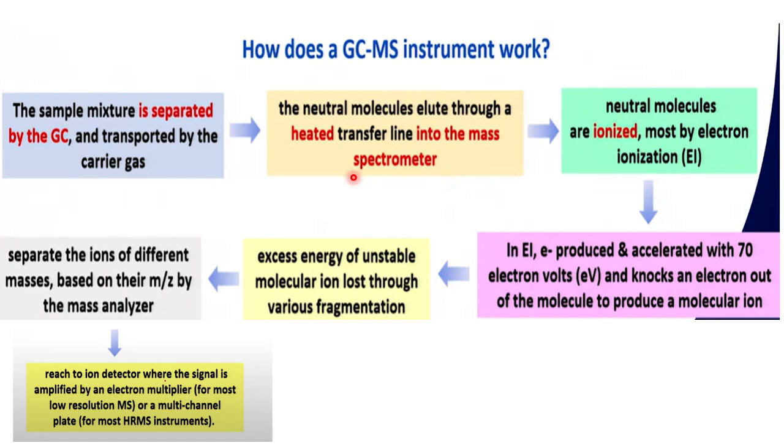So how it works? First, the sample mixture to be separated is run through the GC. When it is passing through the GC column, after separating out, the neutral molecules elute through the heated transfer line into the mass spectrometer. And neutral molecules are ionized most by electron ionization.